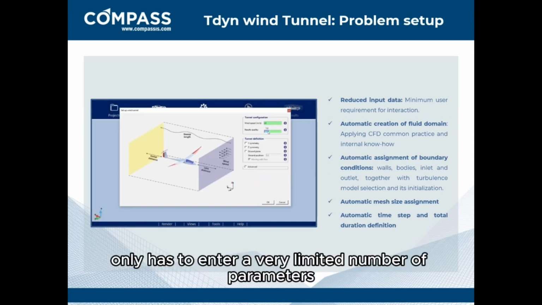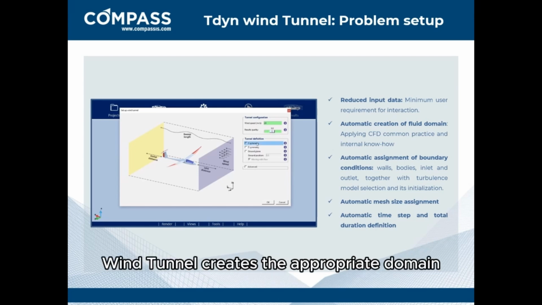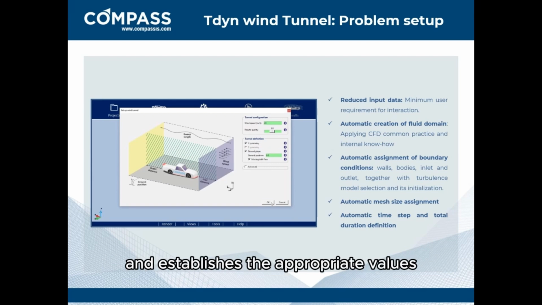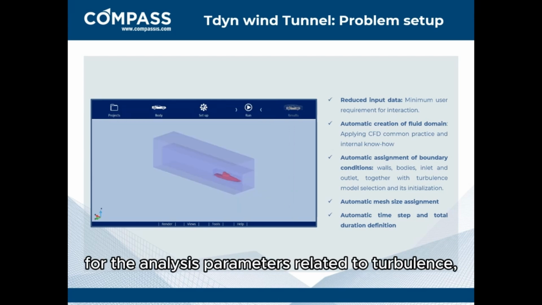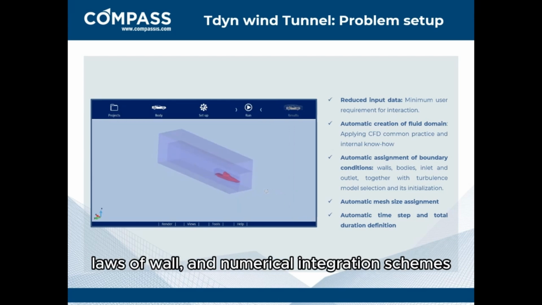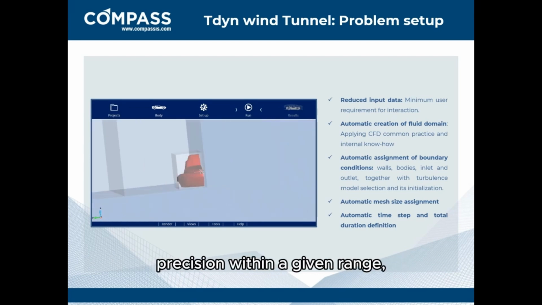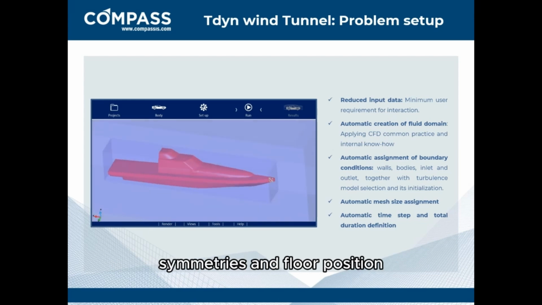Once the model geometry has been successfully imported, the next step is to configure the simulation. The user only has to enter a very limited number of parameters from which Tdyn WindTunnel creates the appropriate domain, assigns boundary conditions and mesh sizes, and establishes the appropriate values for the analysis parameters related to turbulence, laws of the wall, and numerical integration schemes. The parameters to be introduced by the user are wind speed, results precision within a given range, symmetries, and floor position if it is considered.